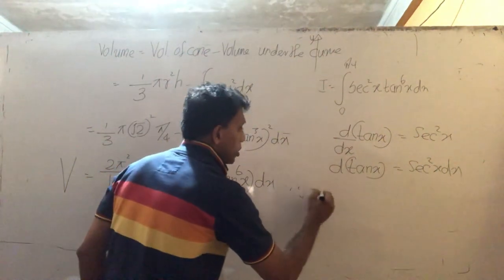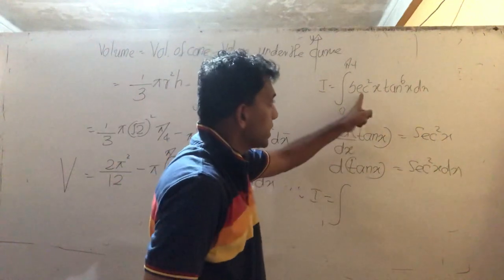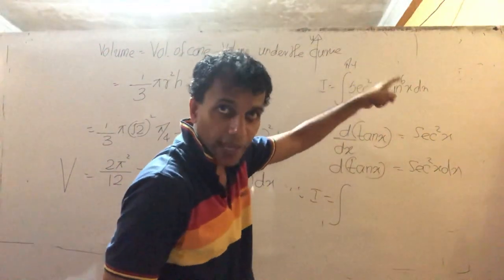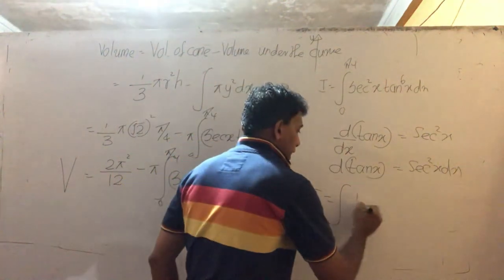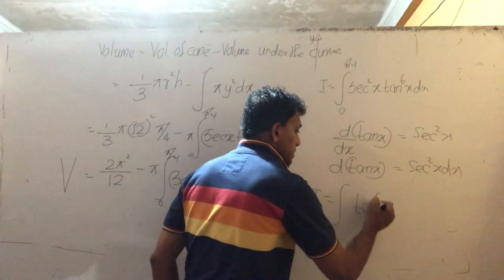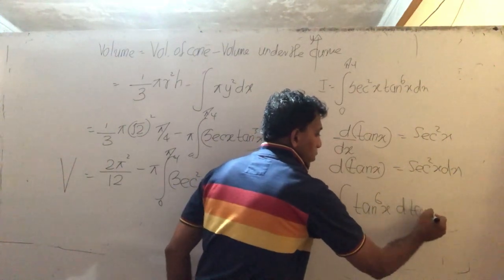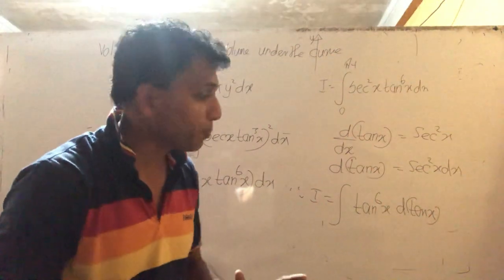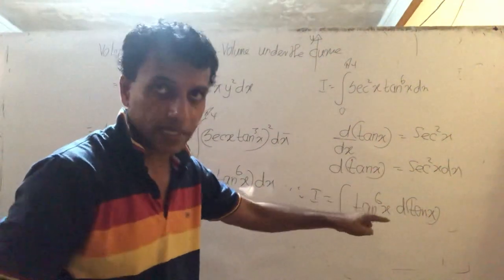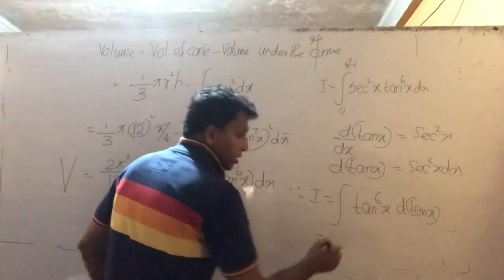I equals the integral of sec square x dx. We can write that as d tan x, right? That is tan to the power 6 x into d tan x. See now what a simple problem. It becomes integration with respect to tan x.